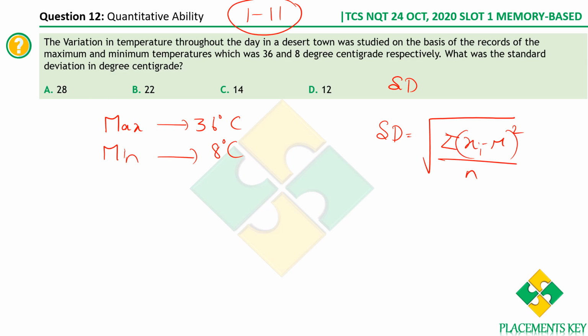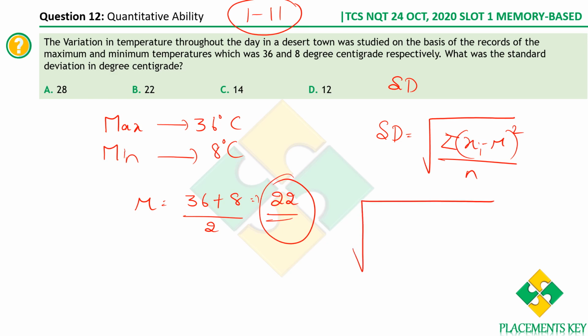It's very simple. First we are supposed to find the mu value. Mu is equal to what? It is maximum plus minimum by 2, that is 36 plus 8 divided by 2. So what is the value? It is 44 by 2, that is 22. Once you get this value, now we can substitute in this.